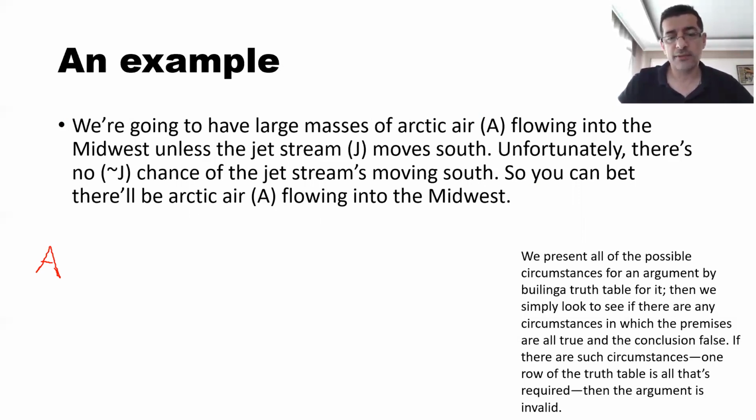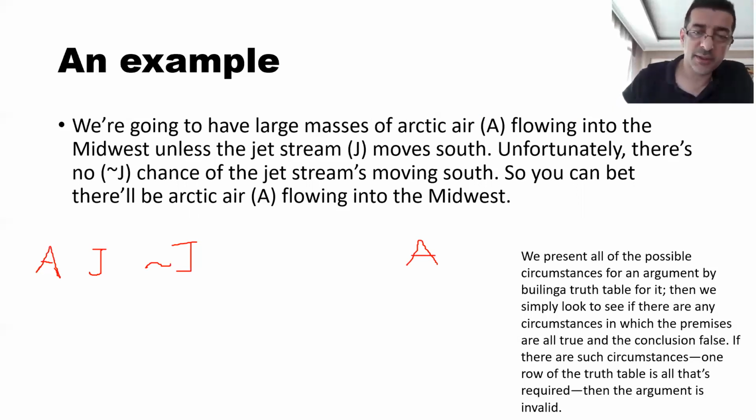We are going to have large mass of Arctic air flowing in the Midwest unless the jet stream moves south. So I'll just write J, okay? And then it says, unfortunately, there is no chance of the jet stream moving south. So it's negation, right? Say no chance of J moving out, right? Therefore, you can bet there will be Arctic air flowing into the Midwest. Because this is the conclusion, I'm just going to write it here, A, okay? This is the conclusion. And here we had another one.